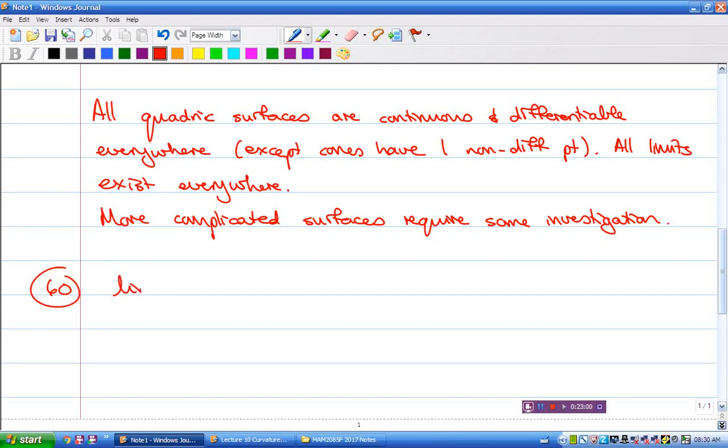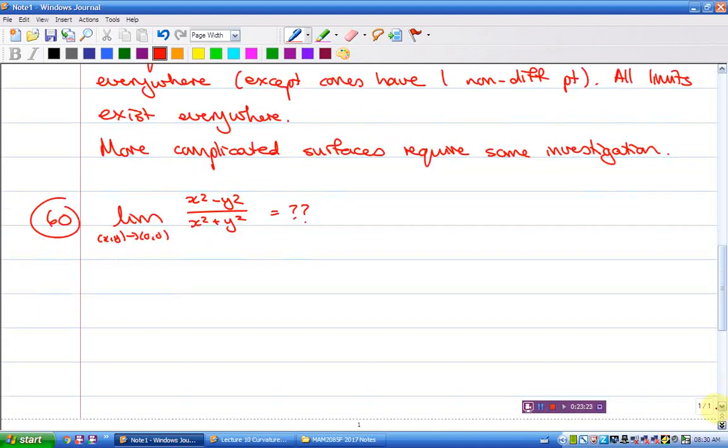Does the limit as (x, y) tends to (0, 0) of (x squared minus y squared) over (x squared plus y squared) exist? Okay, we want to know, does it exist? And if it exists, then what is the limit? Okay, I'm going to draw a domain picture.